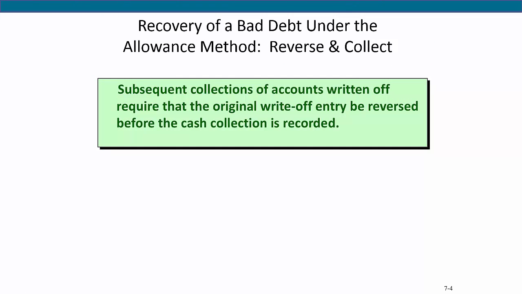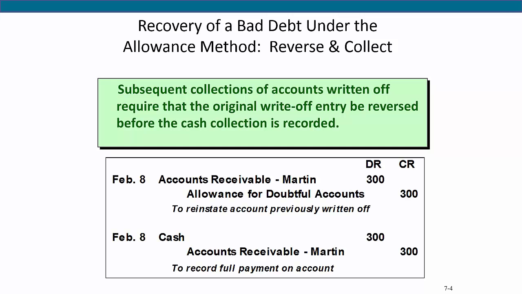Well, what might happen if the bad customer shows up and pays, you ask? If the written off account customer shows up and wants to pay after all, you simply reverse the original write-off and record the collection. In short, reverse and collect.